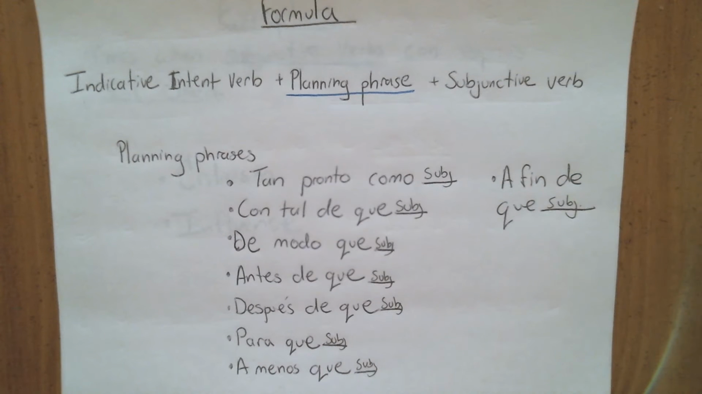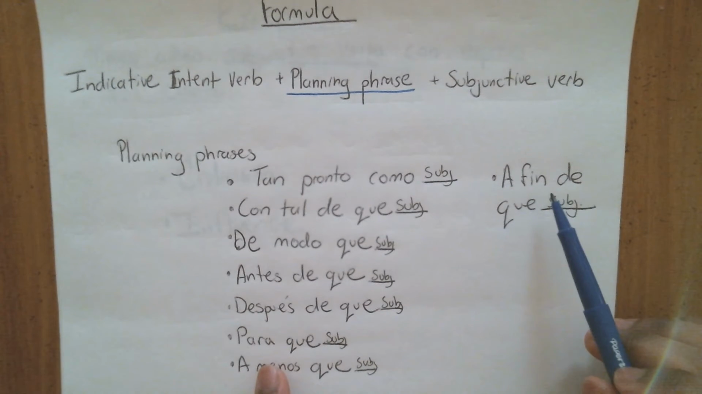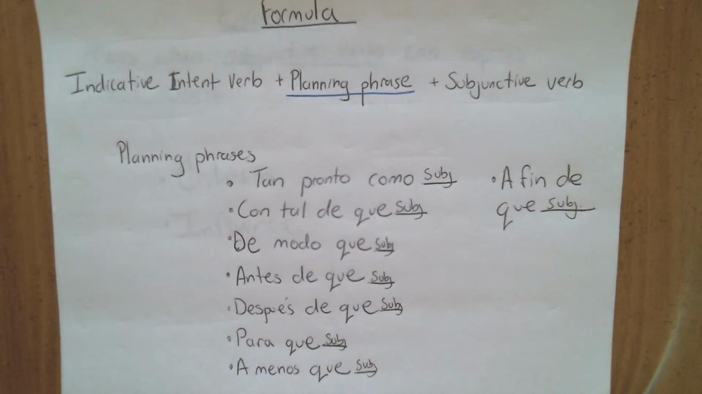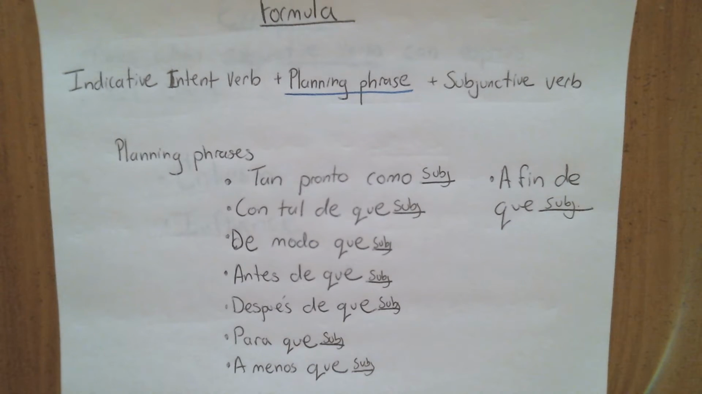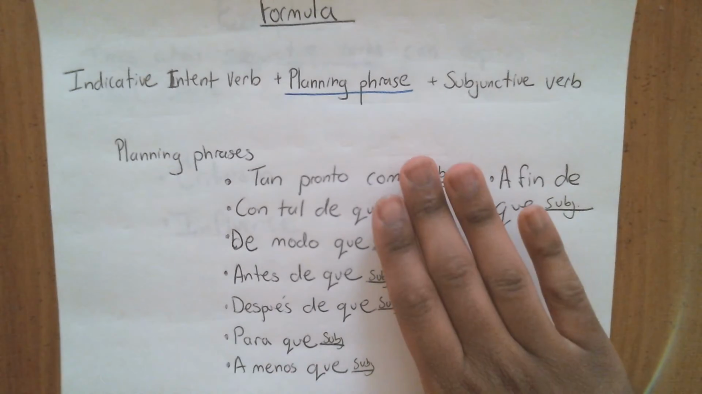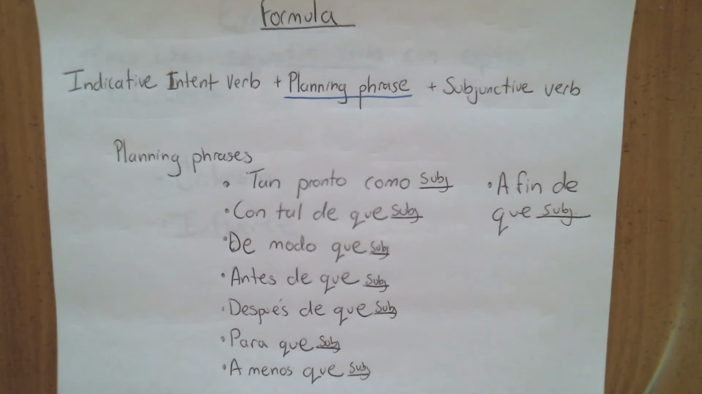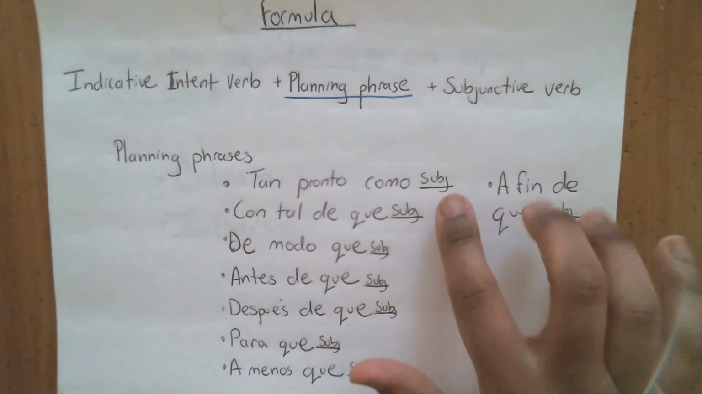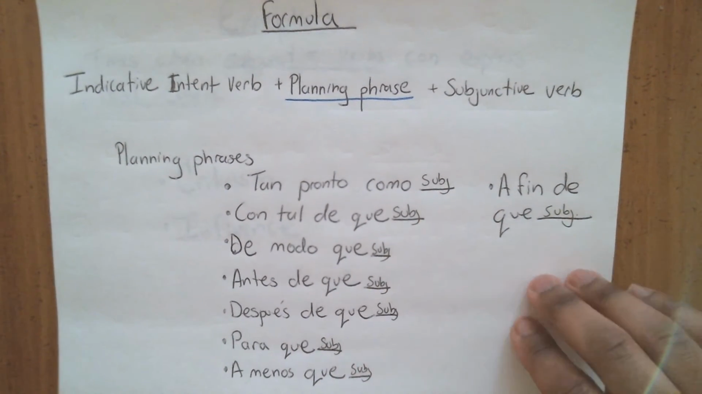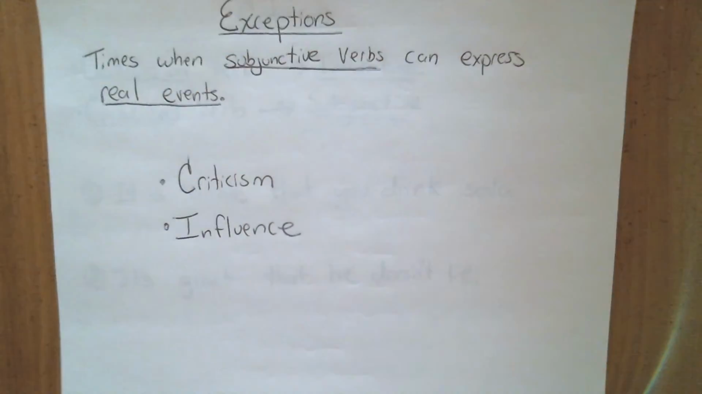Or a fin de que. A fin de que basically means with the intent that or with the result that. Like, we will study for the result that we get good grades. So this one and para que are basically synonymous. So don't worry about that too much. But that's basically when you see a planning phrase like this, so commit these to memory as well. Usually the verb that comes after is going to be in the subjunctive. So that's a good way to remember that.